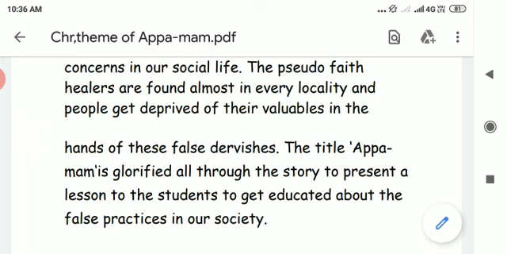The title Appa-Mam is glorified all through the story to present a lesson to the students to get educated about the false practices in our society. That's why this particular title Appa-Mam is quite significant and is apt for the lesson.